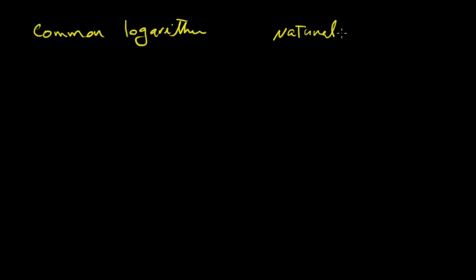A logarithm can have any positive value as its base, but there are two bases that are very useful and we need to remember them. One is called the common logarithm and the other one is the natural logarithm.